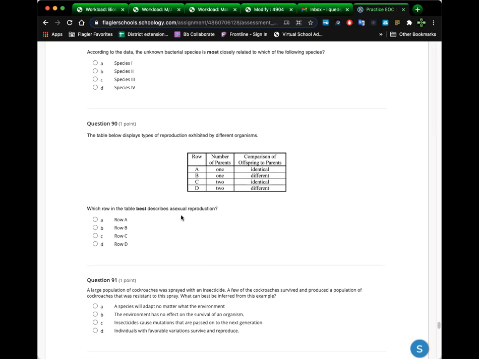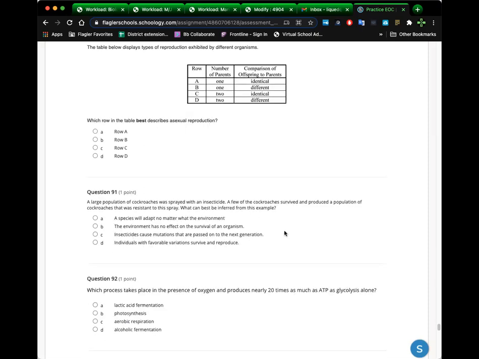Asexual reproduction. So sexual reproduction, you have two parents that make genetically different offspring. So asexual is the opposite. You have one parent that makes identical offspring. So one parent, identical offspring, row A.